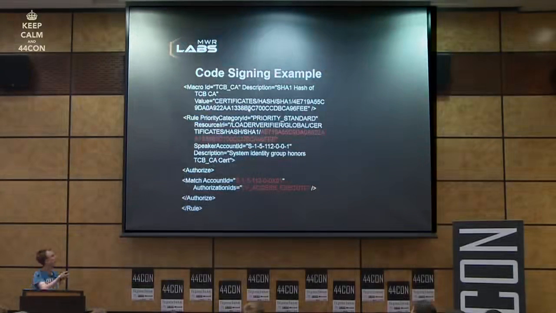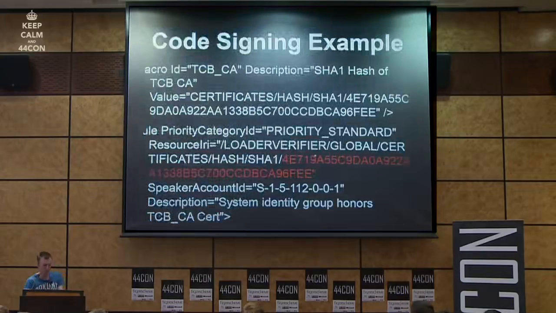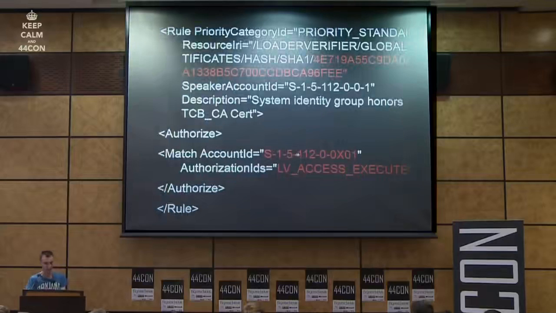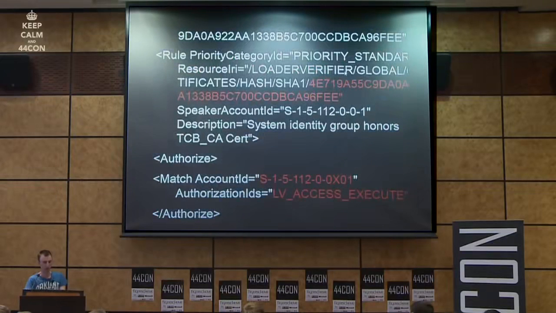So here's an example of a policy file. This basically says that a certificate which has the SHA-1 hash fingerprint of that value, if the code is signed using a valid certificate, then that can load into the TCB. That's the SHA-1 hash value of the TCB certificate. And there's a user account, that's the SID of the TCB chamber. So this policy specifies that you've got execute access to the TCB chamber as long as your code is signed with that certificate.